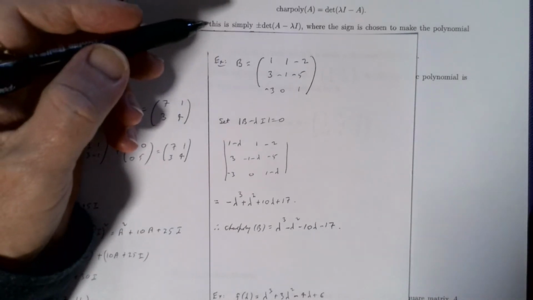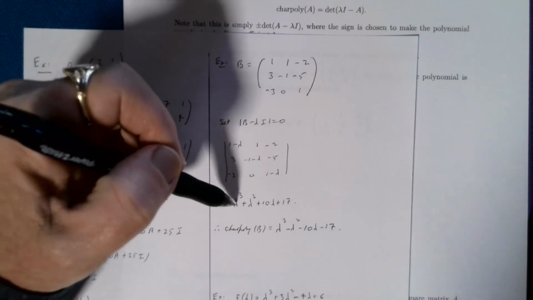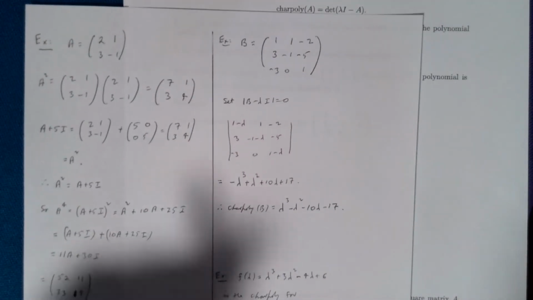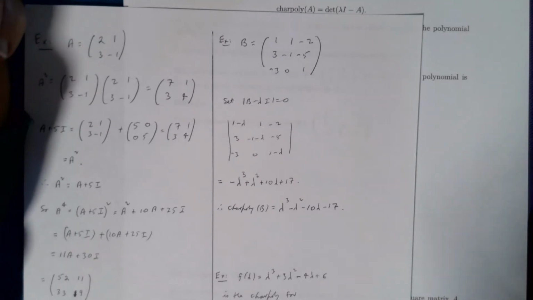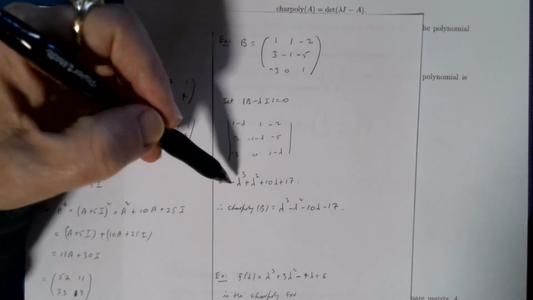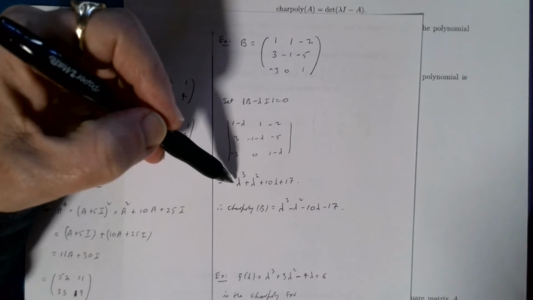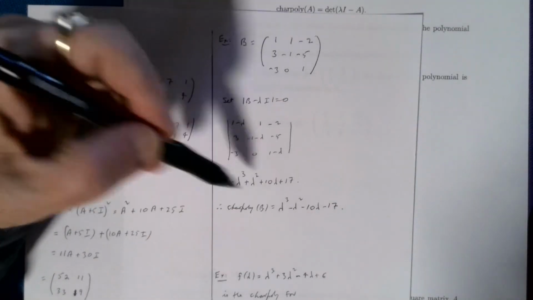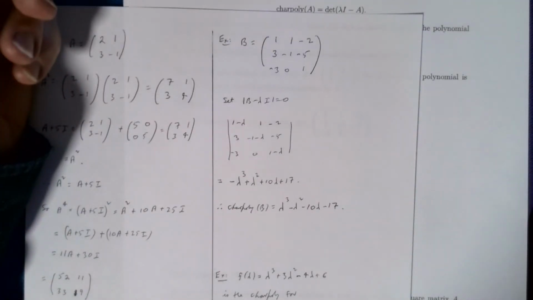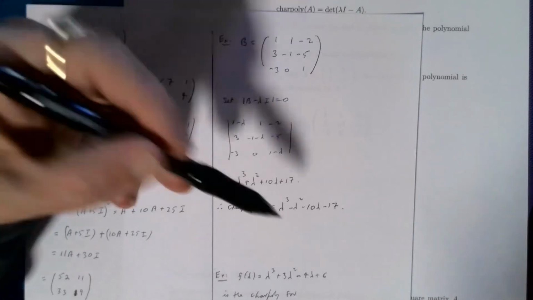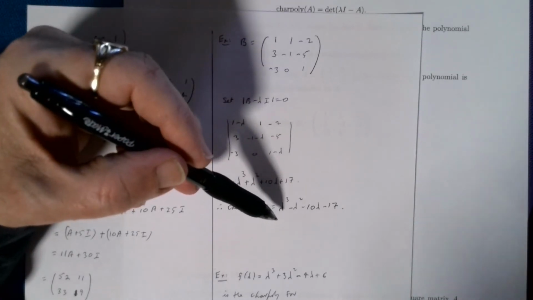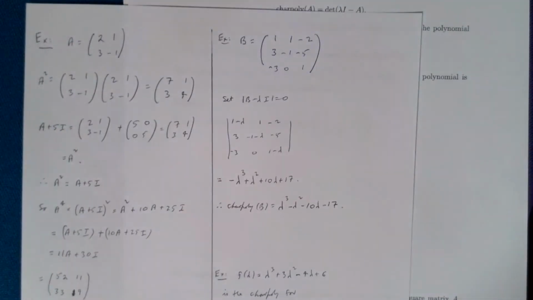You expand it all out, simplify, and I think you end up with this polynomial here, minus lambda cubed plus lambda squared plus 10 lambda plus 17. Now this is not monic. So to get the characteristic polynomial, I'm just going to multiply this through by minus 1, and that will give me the characteristic polynomial. And that's all we do to calculate that.